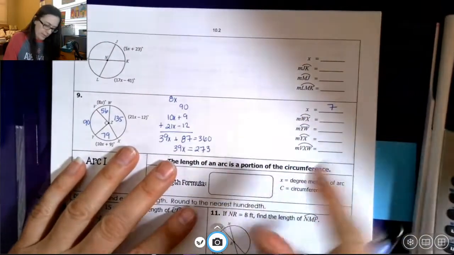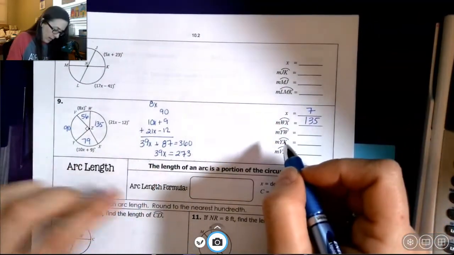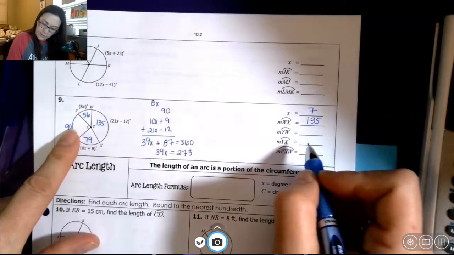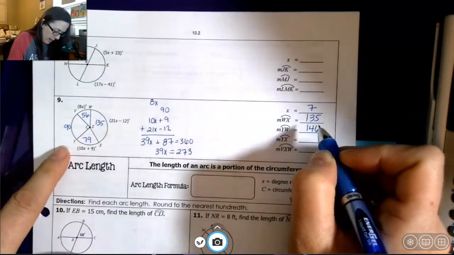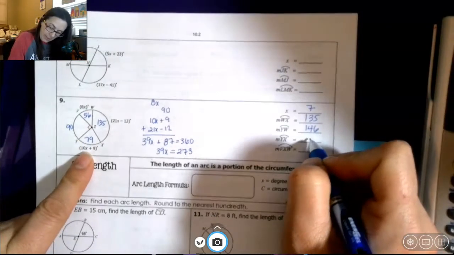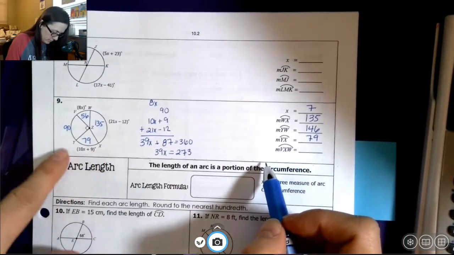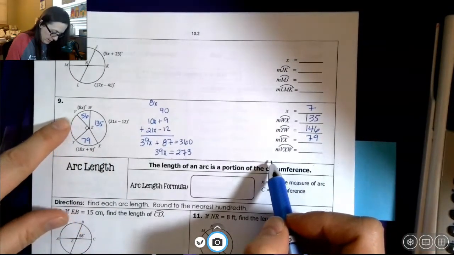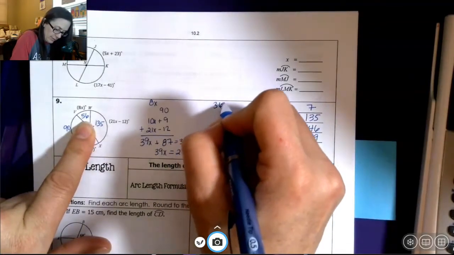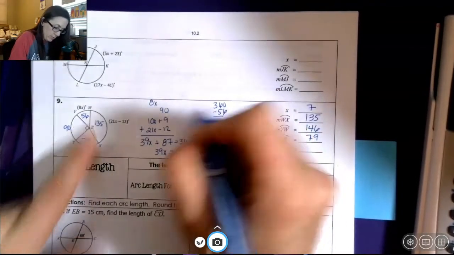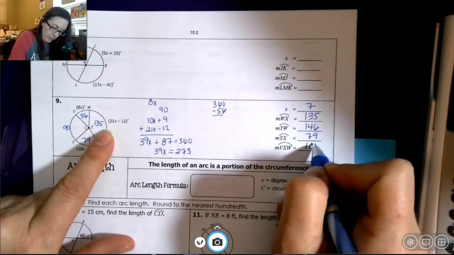When I go through and I answer these then, I get 135. YW, add those together, I get 146. YX, I get 79. V, X, W. I'm going to just subtract the 56. So 360 minus the 56, or you can add the other ones together, but subtract that, I end up with 104.